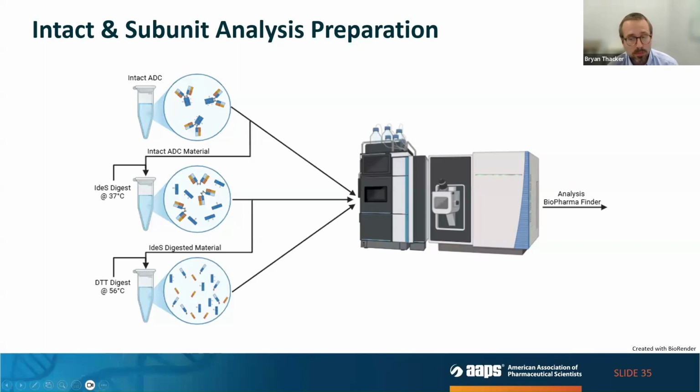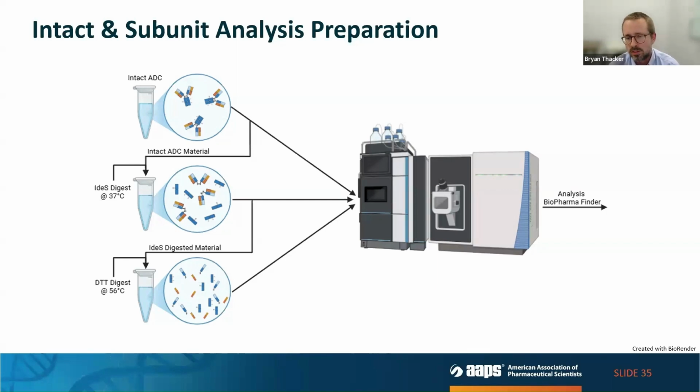And then by informing Biopharma Finder of the expected amino acid sequence of the antibody and the expected masses that could be found either in post-translational modifications or as a result of chemical modification, the Biopharma Finder can align the masses found in the sample with the masses that are expected to be found and annotate those masses for us and give us relative abundance of those masses.